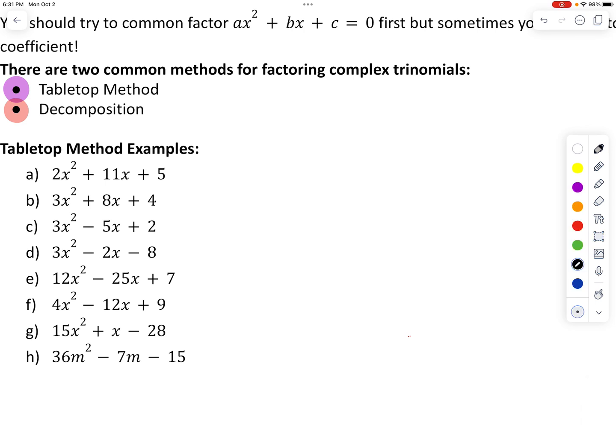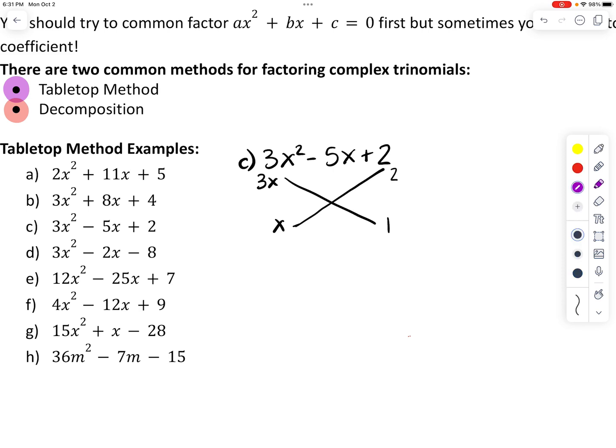Let's do C. 3x squared minus 5x plus 2. Tabletop. What can multiply to 3x squared? 3x times x. What can multiply to 2? Well, 2 is a prime number, so you only have the option of 1 and 2.